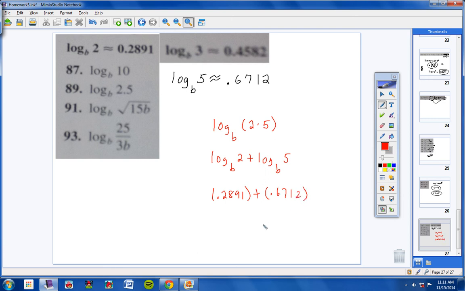So if we add those together, I think I'm getting 0.9603, I believe. Yep, that is correct. Okay, so there is your answer. Okay, moving on to number 89.